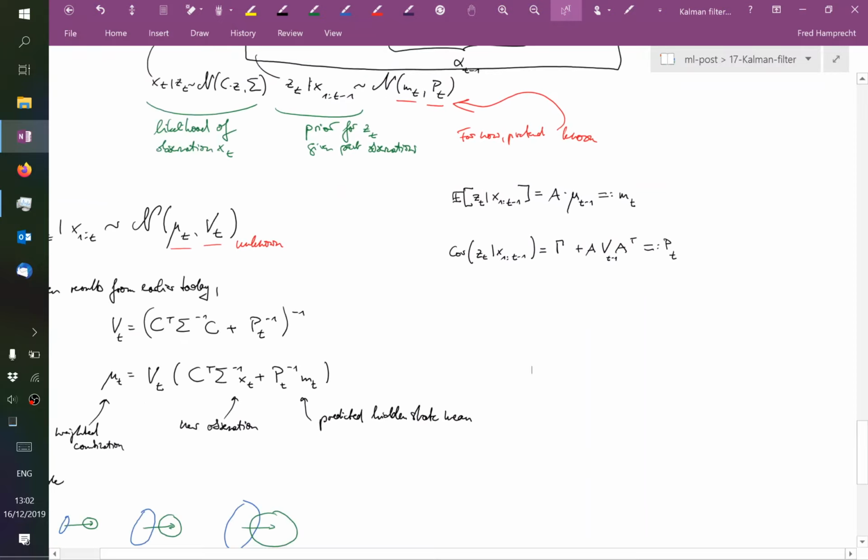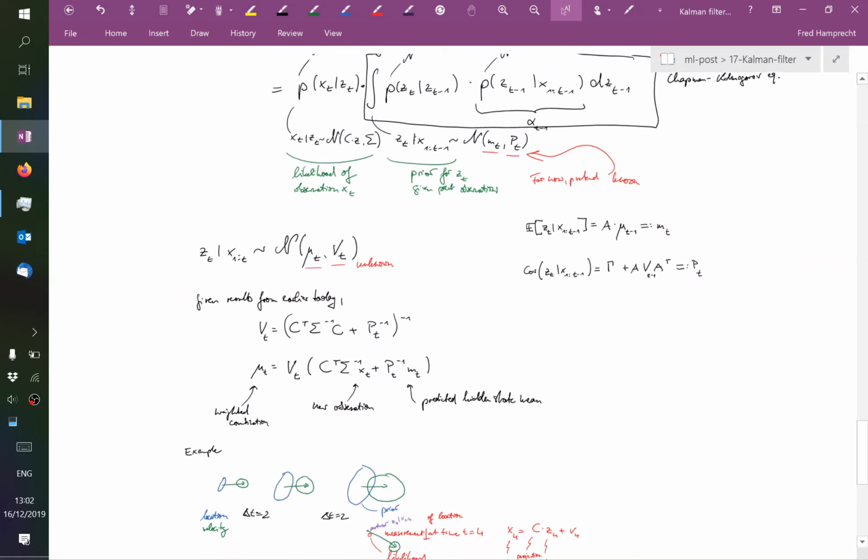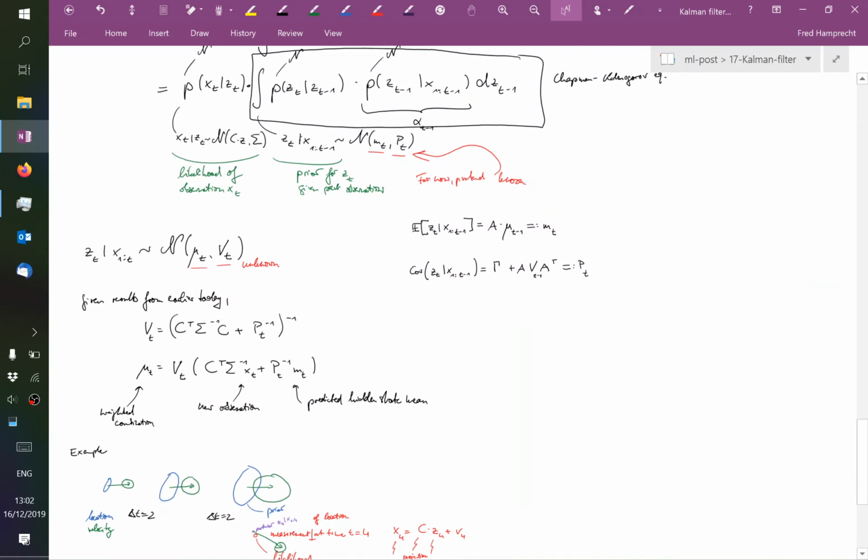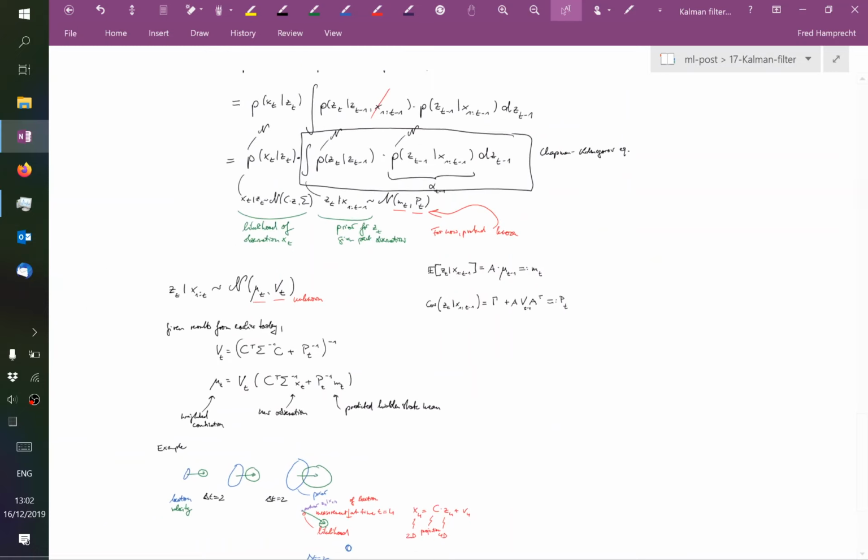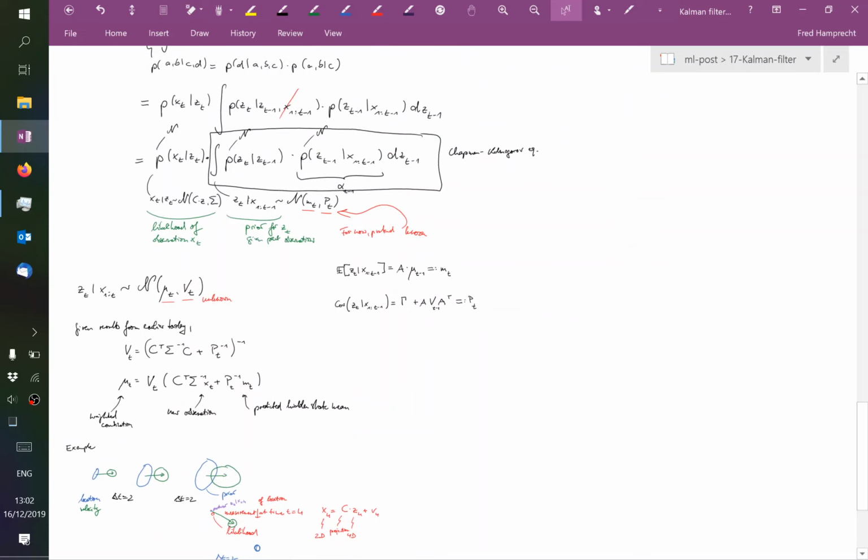Okay? And now, in this equation we had the unknown P_t and the unknown m_t, but now we know what they look like. Yeah? So with the equations on this page, we now have everything we need to run the Kalman filter, to run this recursive inference scheme.